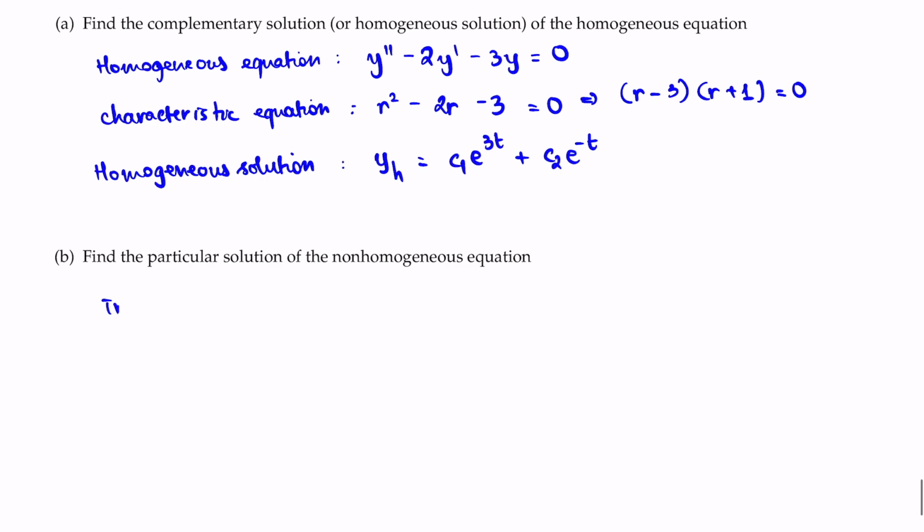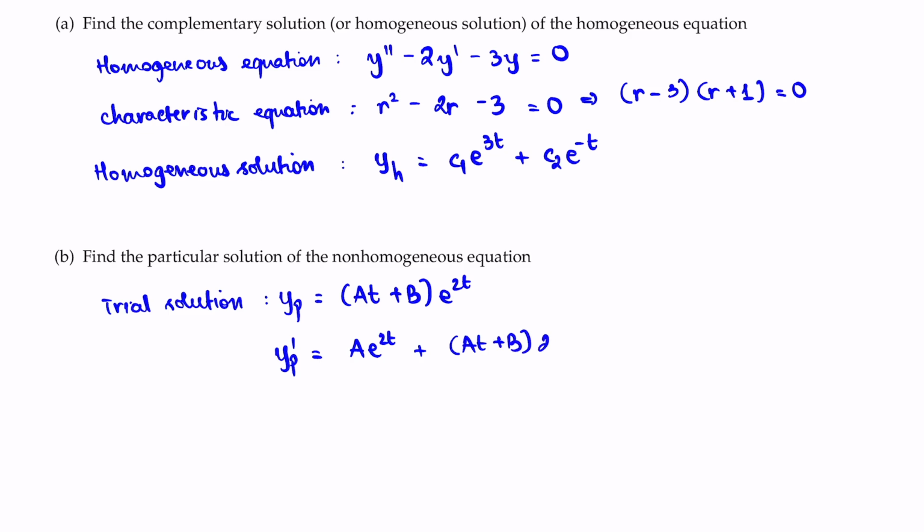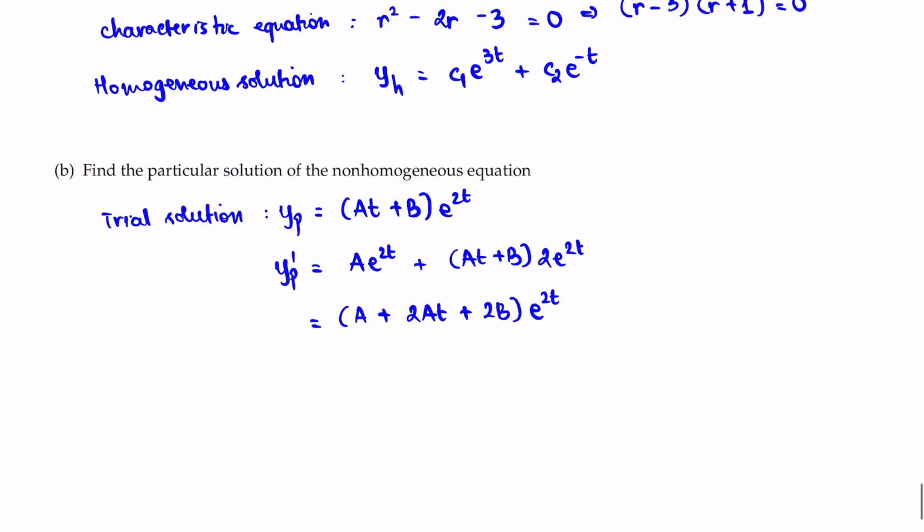So the trial solution is y sub p equal to (at plus b) times e to the 2t. Then find the first derivative. From here you get a times e to the 2t plus (at plus b) times 2 times e to the 2t. Now you simplify this result by taking e to the 2t as a common factor, and you get (a plus 2at plus 2b) times e to the 2t, or you can write (2at plus a plus 2b) times e to the 2t.